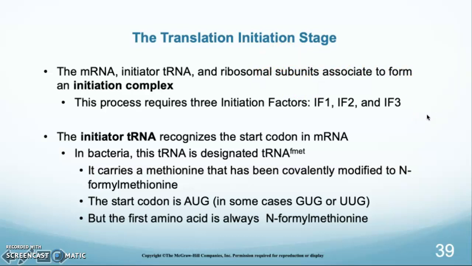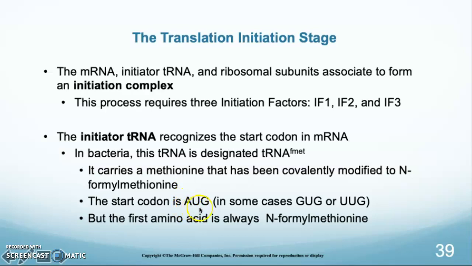In bacterial cells, we'd have 3 initiation factors that play a role as well. They're just termed initiation factor 1, 2, and 3. And it's the initiator tRNA that recognizes the start codon in mRNA. In bacteria, this tRNA is designated as tRNA fMet. This is actually a modified methionine. It actually has an N-formyl methionine is what it is. So it's slightly different than what we would see in eukaryotes. So just a covalently modified methionine.